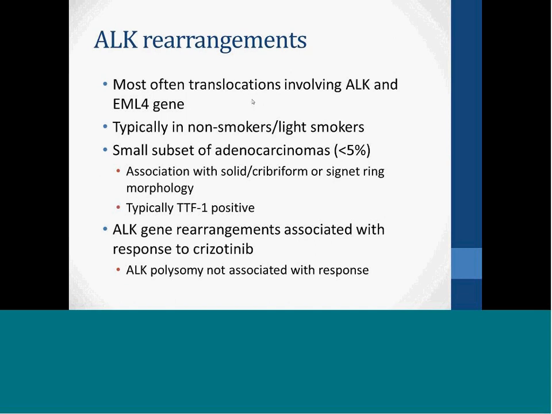Moving on to ALK, rearrangements of the ALK gene, anaplastic lymphoma kinase, have been described in about 5% of pulmonary adenocarcinomas, typically in association with solid or cribriform histologic type or with signet ring morphology. These are typically TTF1 positive tumors. Often the rearrangement involves translocations with the EML4 gene, or more recently a number of other translocation partners have been identified. Like EGFR mutations, these are typically found in non-smokers or light smokers.